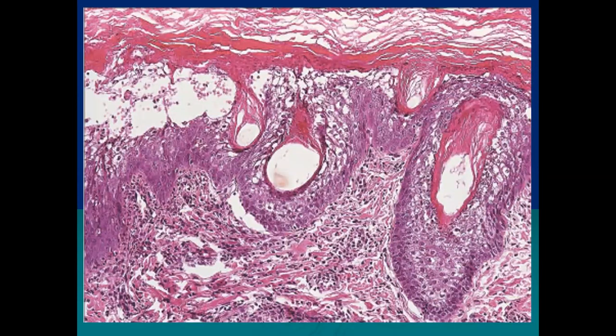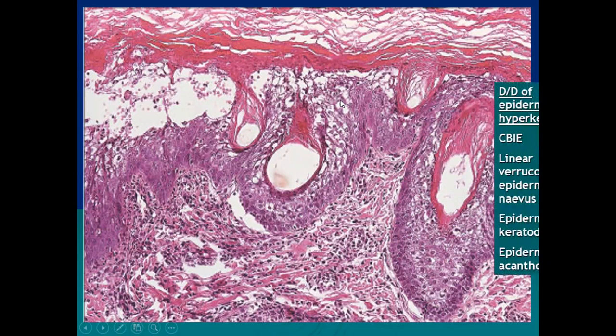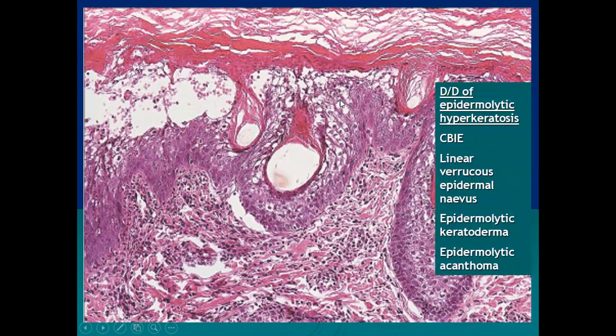This picture shows a split at the level of stratum granulosum. This is seen in a lot of conditions which are known as the epidermolytic conditions. The most typical is chronic bullous ichthyosiform erythroderma, or linear verrucous epidermal nevus, epidermolytic keratoderma, and epidermolytic acanthoma.